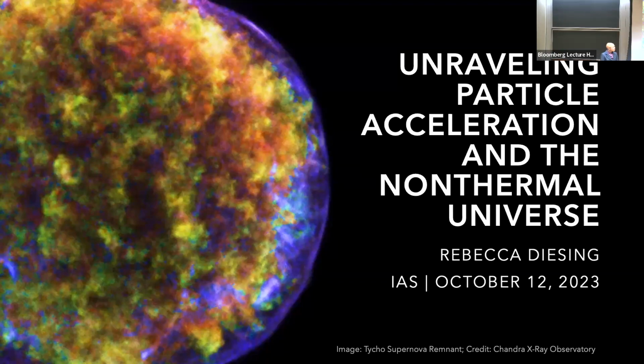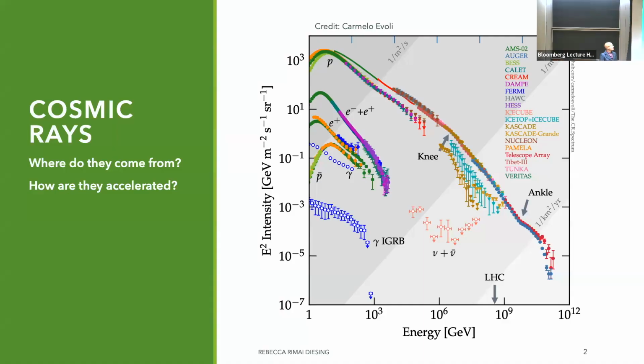But before I get into these objects, I want to take a step back and say that at the core of what I do is studying cosmic rays. These are charged, typically mostly protons, energetic particles of extrasolar origin. Although we've been studying them for more than 100 years at this point, we still don't have a complete picture of where they come from or how they're accelerated.